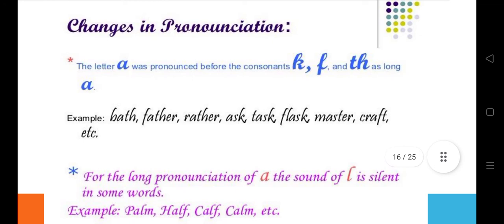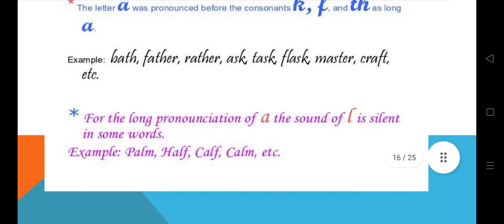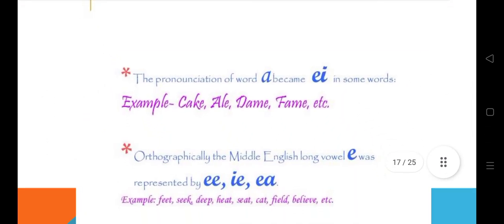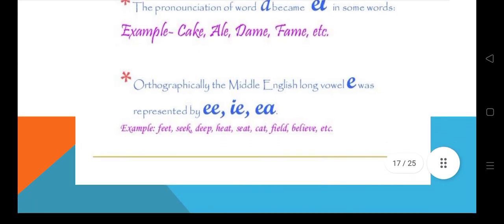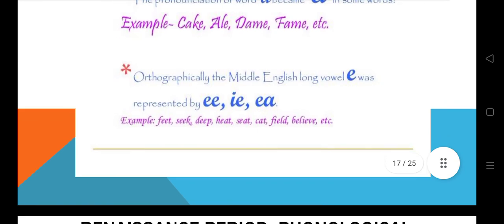Changes in pronunciation took place as well. The letter A before the consonants K, F, Th was pronounced as long A, for example in bath, father, or rather. For the long pronunciation of A, the sound of L is silent in some words, for example in palm, half, calf, calm, etc. So a change in pronunciation took place, and we'll see the Great Vowel Shift, changes in vowels as well.